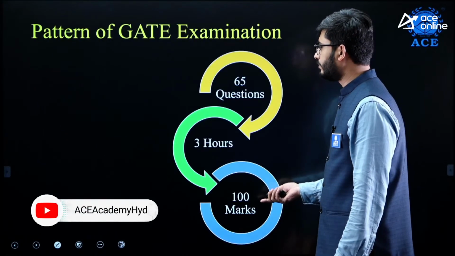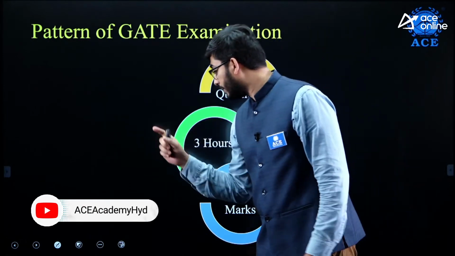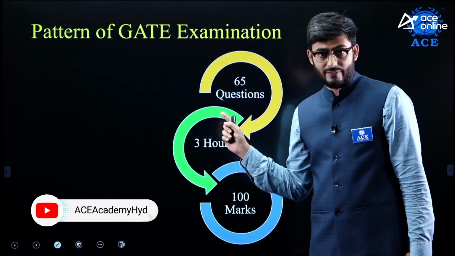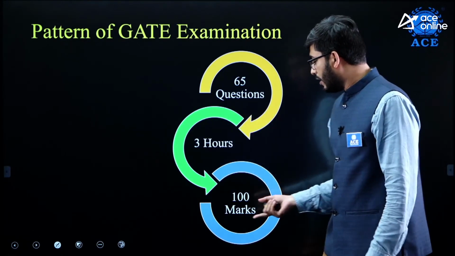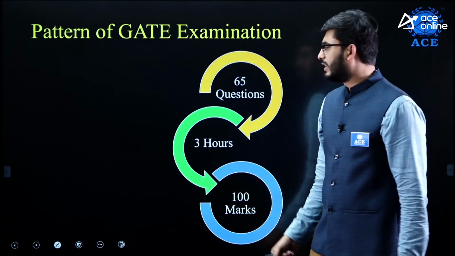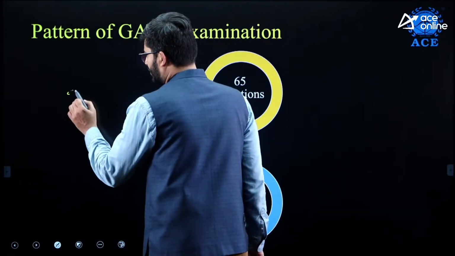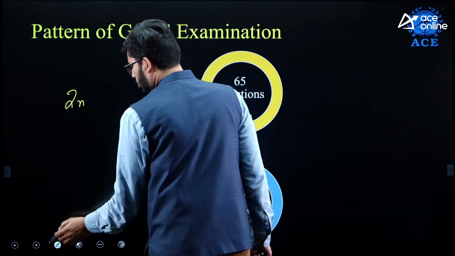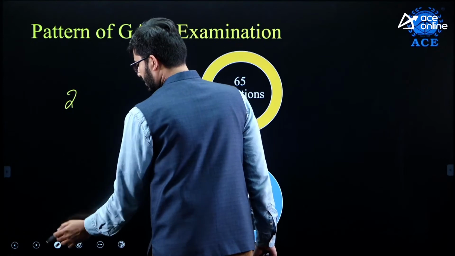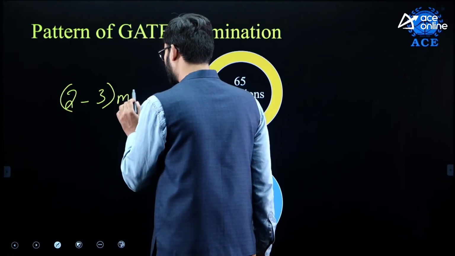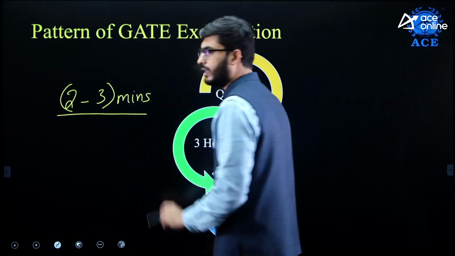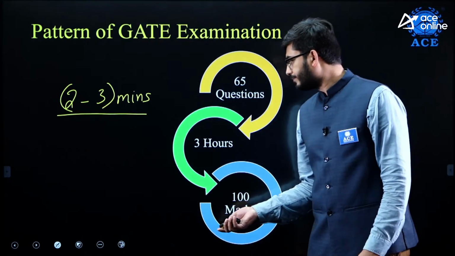Now guys, let us see what all the topics we are going to discuss in this subject. First, in the GATE examination we will have 65 questions, which we have to answer in 3 hours for 100 marks. The time allotted for one question will be between 2 to 3 minutes, not more than this. The questions will be given in such a way that we have to be very careful.